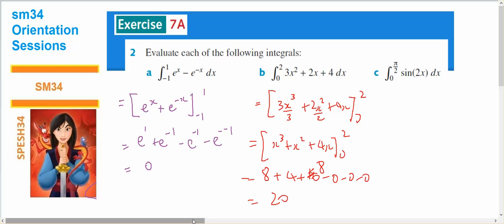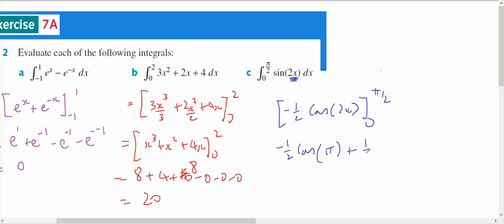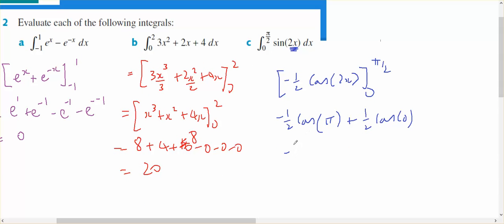the integral of sine is negative cos, but we have a 2 there, the derivative of that is 2, so it's going to be -1/2 cos of 2x from 0 to pi on 2, -1/2 cos of 2 times pi on 2 is pi, plus 1/2 cos of 0. Cos of pi is -1, so -1/2 times -1 plus 1/2 times 1 is 1/2 plus 1/2. The answer is 1. So that's those three definite integrals.